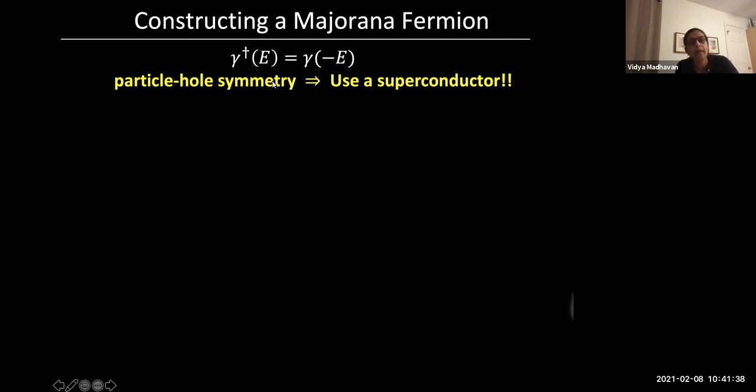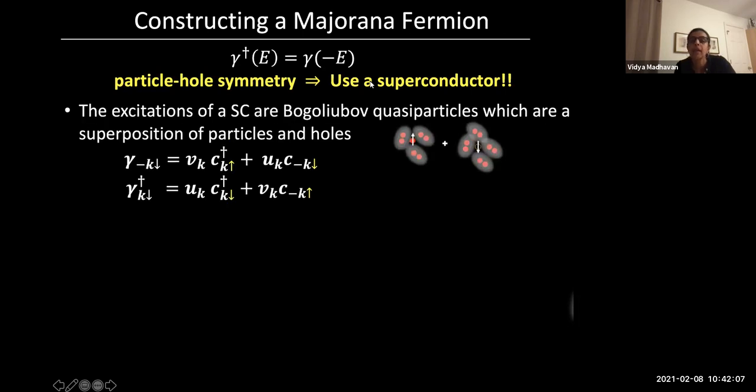So, like I said before, a Majorana fermion is a particle that is its own antiparticle. That means that the creation operator and the annihilation operator for this particle and antiparticle are identical. Now, if you just look at this, you immediately realize that one of the conditions is that you should have particle-hole symmetry. And that means that a natural place to realize these Majorana fermions would be in a superconductor. So let's just look at a superconductor.